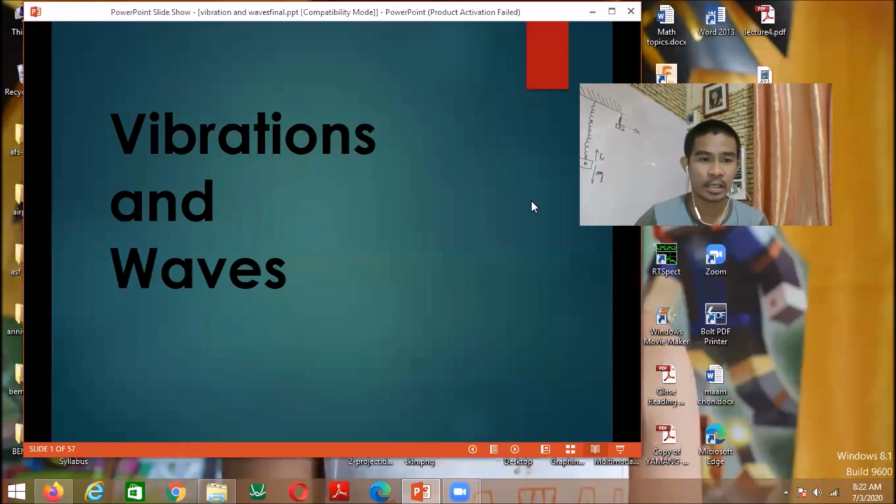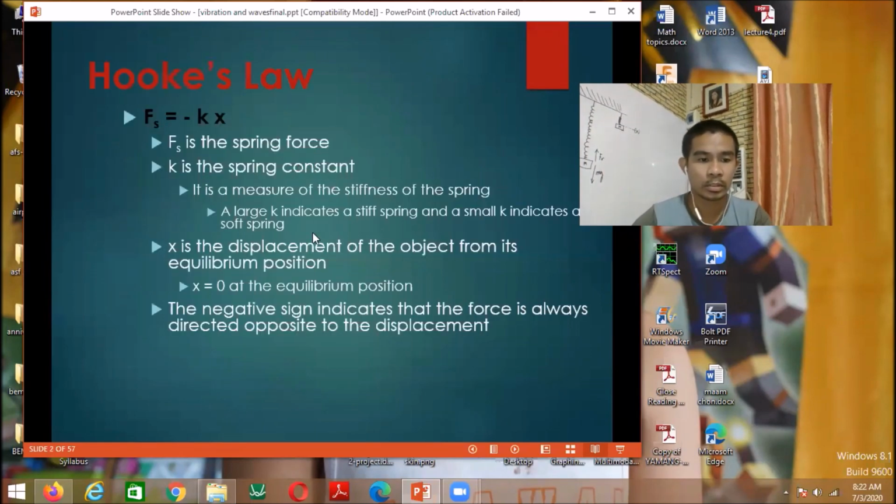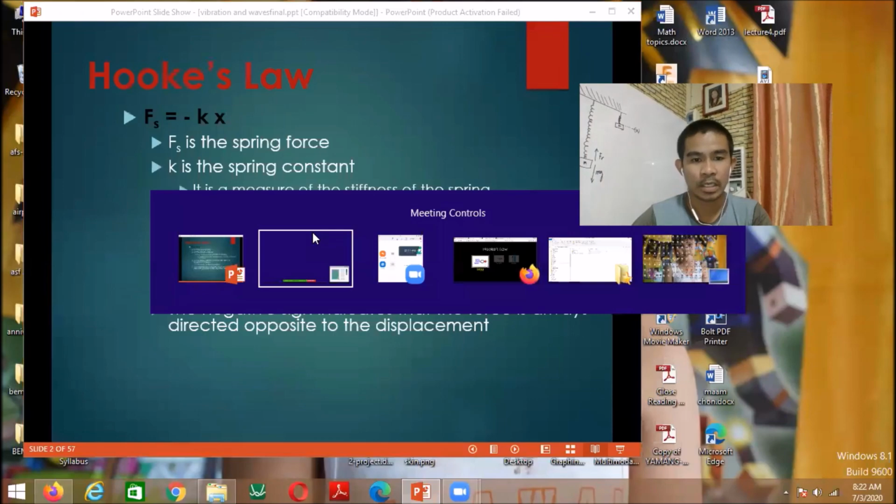The first lesson that we need to tackle. And of course, waves and optics. It's all about vibration waves. So before that, let's tackle first Hooke's law, right? Hooke's law. I'll show you an experiment here.